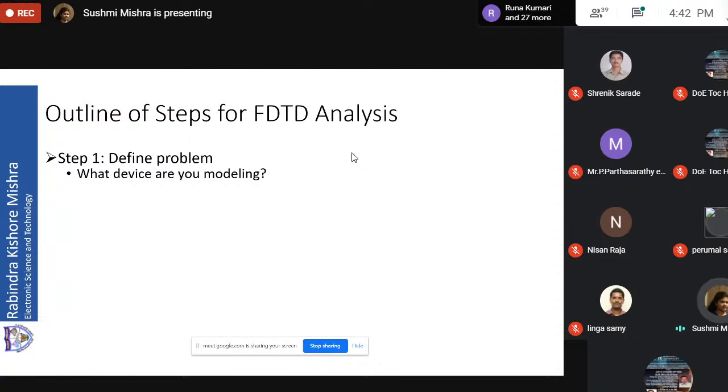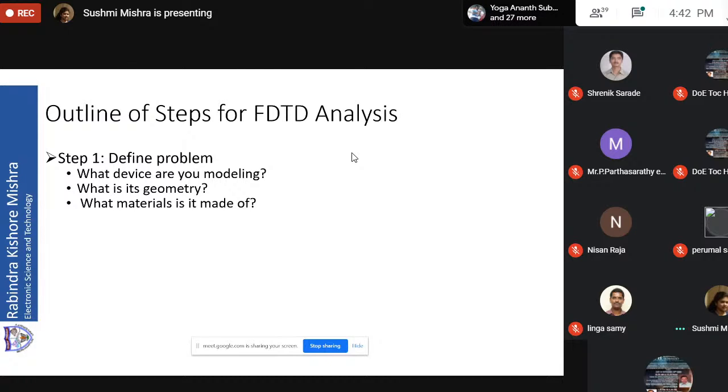And the steps: there are 4 steps. The first step is the definition of the problem, which is the device that you are going to model. So first find out what the device is and what its characteristics are, electrical characteristics as well as physical characteristics: length, width, etc. Then dielectric constant, magnetic constant, conductivity. All those things you first find. Then what is the geometry, and what material it is made of.